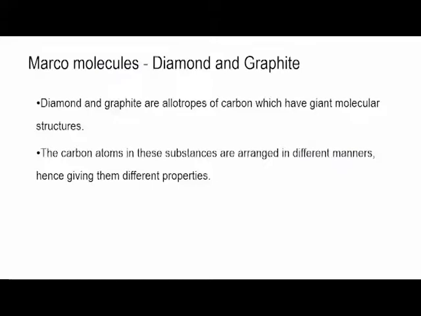Another example, macromolecules, are also covalent molecules, just that these are big molecules. With macromolecules, we look at diamond and graphite, although there's also silicon dioxide, which is also a macromolecule. Diamond and graphite are allotropes of carbon. Allotropes are different forms of the same element. Students are expected to be able to differentiate between diamond and graphite.